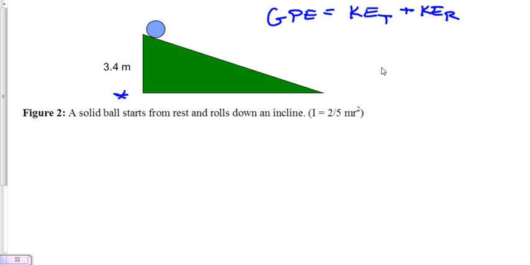And still no springs attached. And then a small amount of thermal energy. Rolling friction is a very small amount of thermal energy lost, mostly as vibrational energy or sound, so we'll ignore that. Okay, so plugging into our equation what we know about these, we know that gravitational potential is mgh.